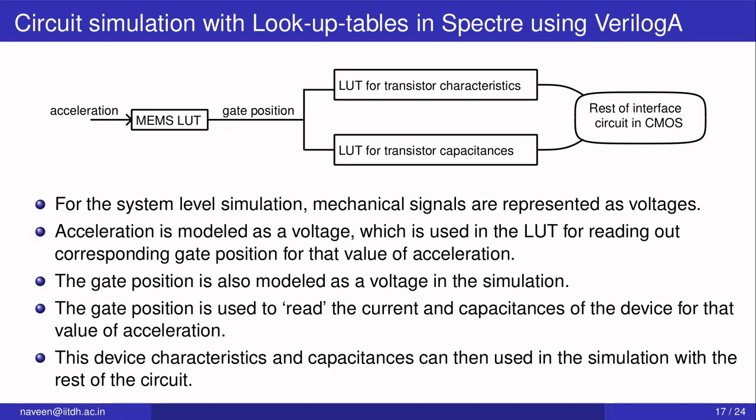That gate position in Spectre is again modeled as a voltage. Mind you that this voltage means nothing in terms of electrical quantities, but in the simulator we just use it as a node voltage. That node voltage is connected to the second module which has the lookup table for the transistor characteristics. Now once you get this gate position, which is represented as a voltage, you can read out the transistor characteristics for that particular gate position, and that transistor characteristics is then interfaced with the rest of the CMOS electronics to predict what is the output of the sensor. Similarly, you can also include the transistor capacitances to have a more accurate simulation of the overall sensor.